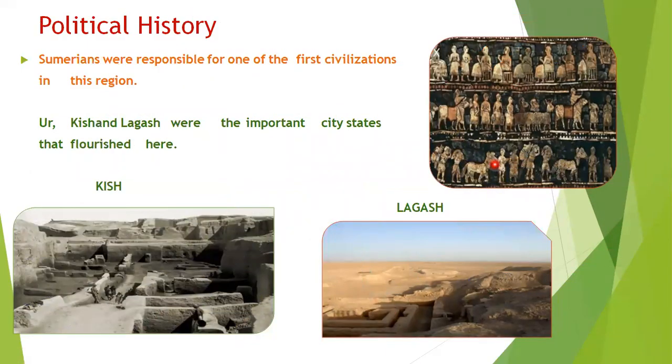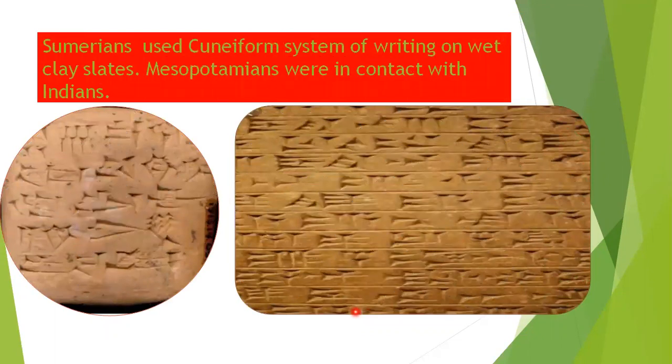So, what is the political history of the Mesopotamian civilization? The Sumerians were responsible for one of the first civilizations in this region. The Sumerians, the tribal people, were the first responsible for the first civilization of Mesopotamia. Ur, Kish and Lagash were the important cities that flourished in the Mesopotamian civilization. These are the famous cities we can see.